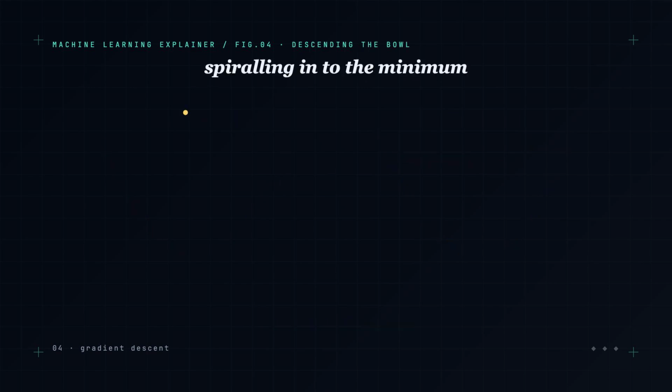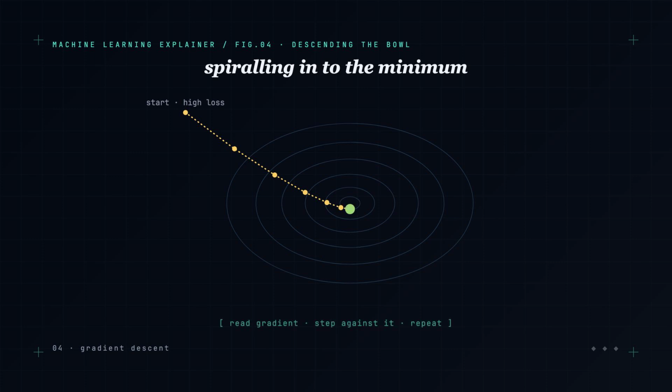Now watch it run. Seen from above, the bowl becomes a set of contour rings like a topographic map. We start out on the edge, high loss. Each step we read the gradient and move against it, and the path spirals inward, ring by ring toward the center. That center is the minimum. That's gradient descent, doing its one job over and over.